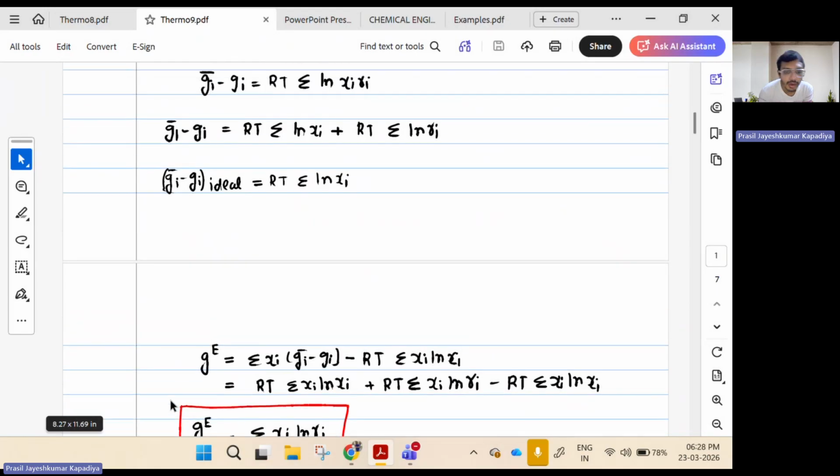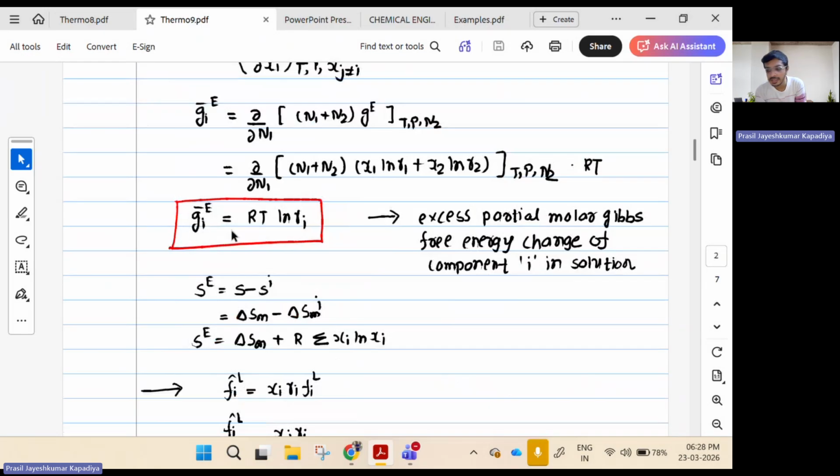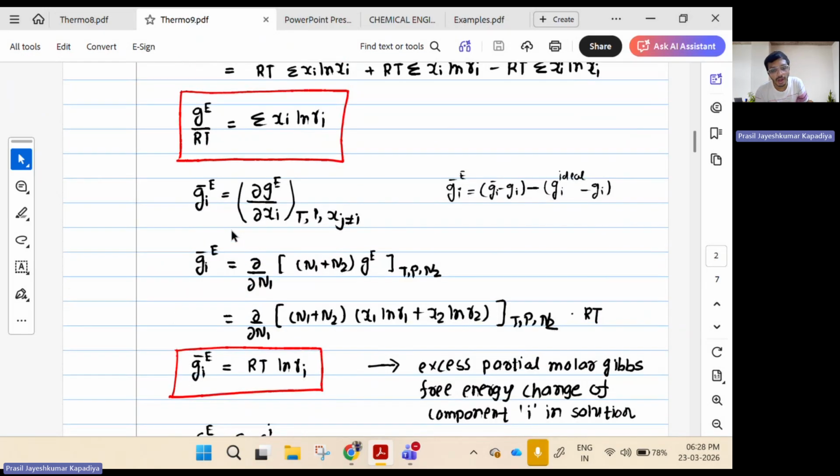So for multi-component, Gi bar excess, actual minus ideal, this term minus this term, I am only left with RT ln gamma i. So that is my Gi bar excess. And similarly, how can I find the actual property? It is just Xi into Gi bar. So it will give me GE by RT, that is summation of Xi ln gamma i.